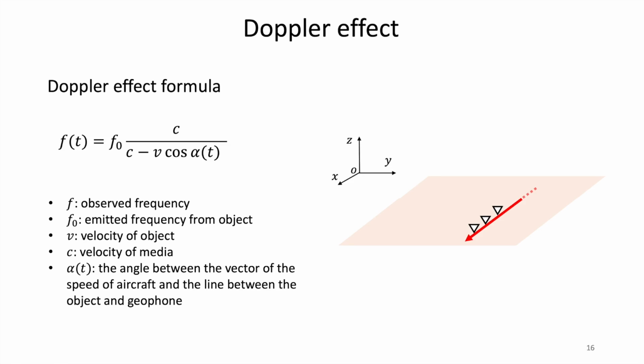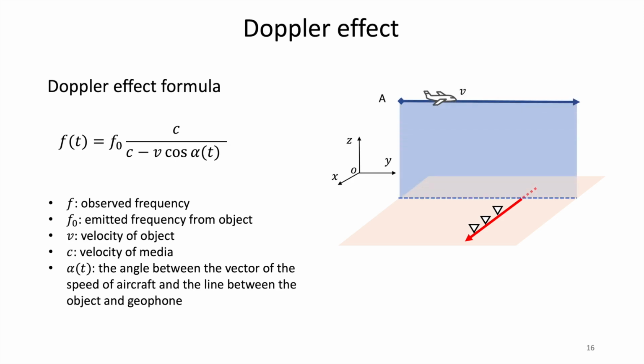In this 3D case, the seismic array is deployed on the ground surface, the X-Y plane. The aircraft is flying at a certain altitude and at a constant velocity. The angle between the projection of its flight direction on the ground and the seismic array is theta. For a certain geophone, the angle alpha is in the plane defined by the geophone and the flight line.